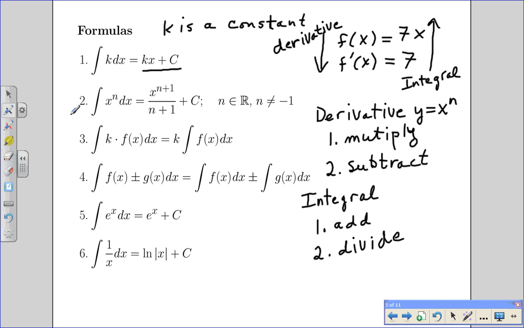And that's what this rule number 2 says. It says if you have x to the n, you add 1 to the exponent, x to the n plus 1, and you divide by that, divide by n plus 1. And don't forget your plus c.